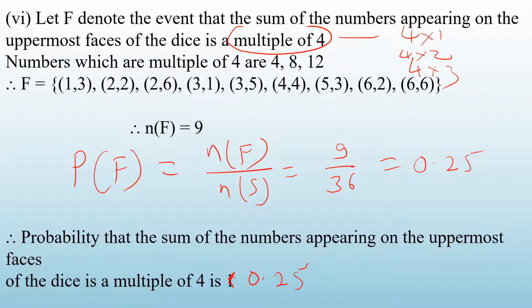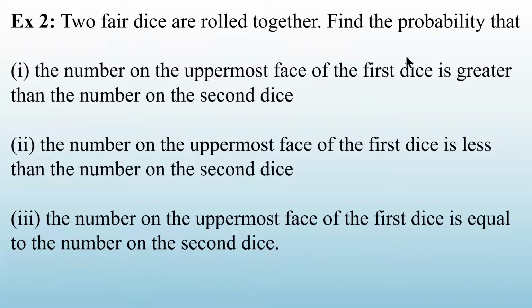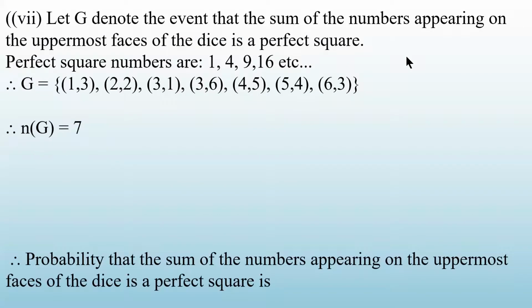Understood? Now let us take the next one, the last one. See, I have tried to give you all possible types. Any one or two of these can come in the exam. Let G denote the event that the sum of the numbers is a perfect square number. Now, what is the meaning of a perfect square number?